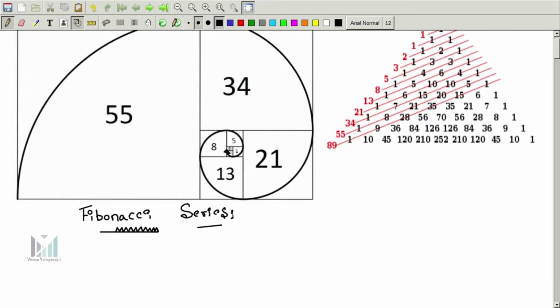plus 3 is 5, 3 plus 5 is 8, 5 plus 8 is 13, 8 plus 13 is 21, 13 plus 21 is 34, then 55, then 89. Likewise it will keep increasing. The same thing can be generated using the Pascal triangle also.